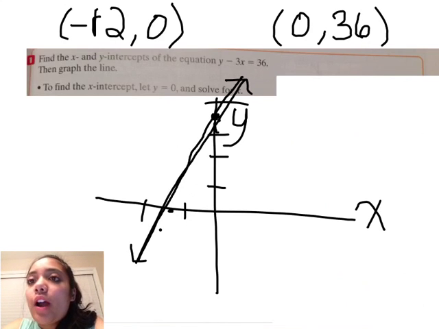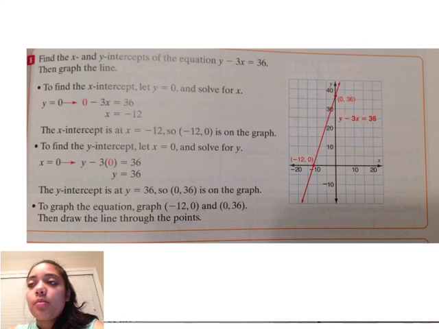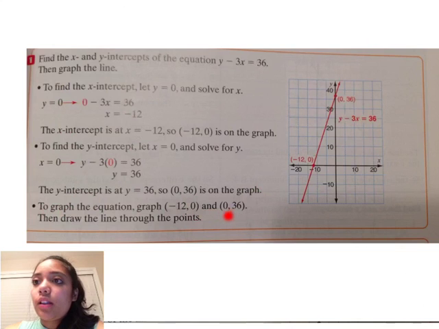And then it says then graph the line. Here's what I'm noticing. A lot of you don't know how to graph, and that's something that you should already know how to do. You're in 7th grade. I'm going to go ahead and walk you through it. In order for you to know how to graph, you need to have graphing paper, but you also need to know how to label your axis. So this is my x and this is my y. And my points were 0, 36 and negative 12, 0.